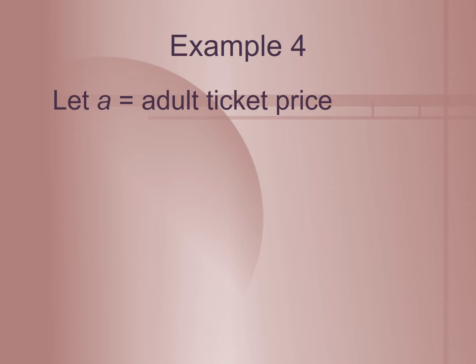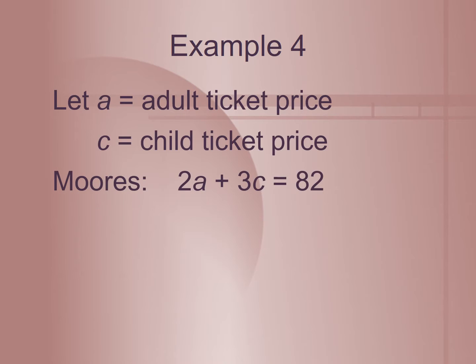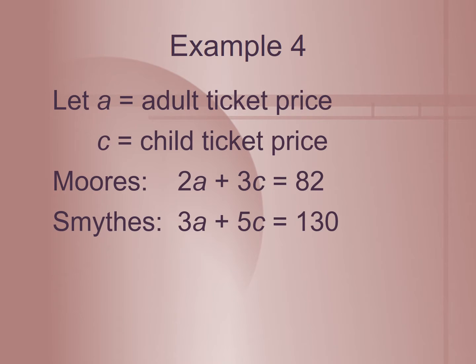So we have 2 different types of tickets. We have adult tickets and we have child tickets. So we're going to let the variable A represent the adult ticket price and C represent the child ticket price. Now the Moores have 2A + 3C and they spent $82. And then the Smythes had 3A + 5 times the child ticket equals $130.